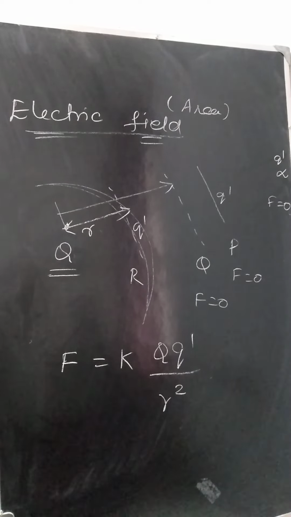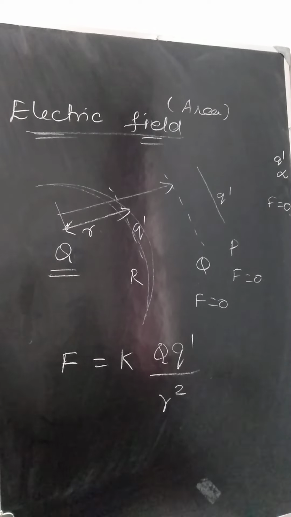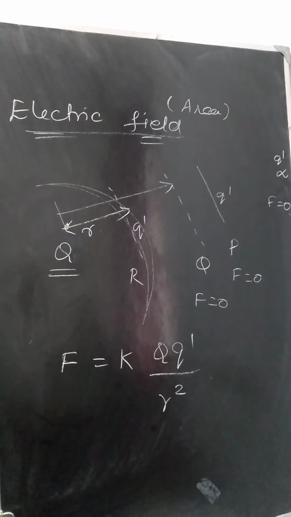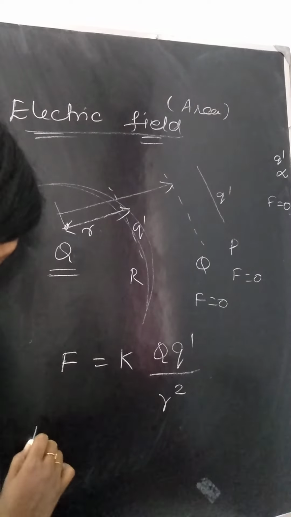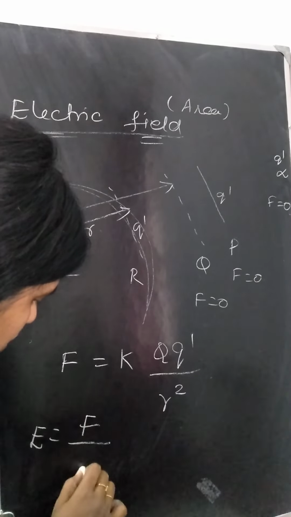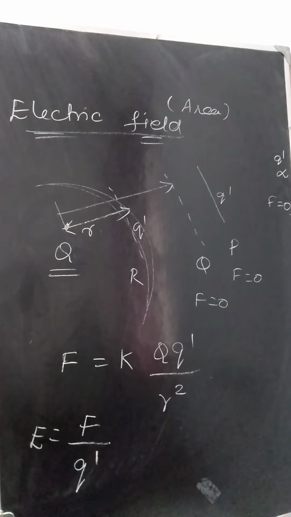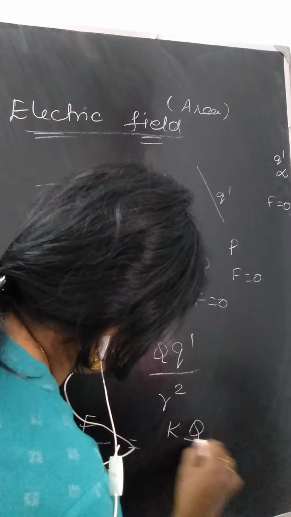Then what is the value of F? K into capital Q into Q dash divided by R square. So what is electric field? Electric field is force per unit charge, force per test charge. So if I bring Q dash to the denominator, or divide the equation by Q dash, what you will get? Divide both the sides by Q dash. Very good. KQ divided by r square.